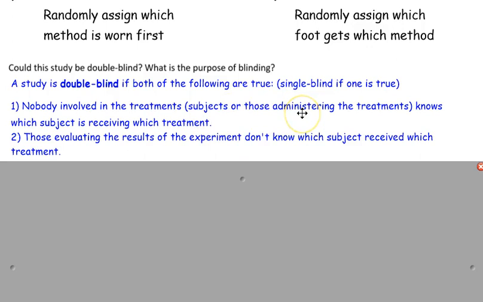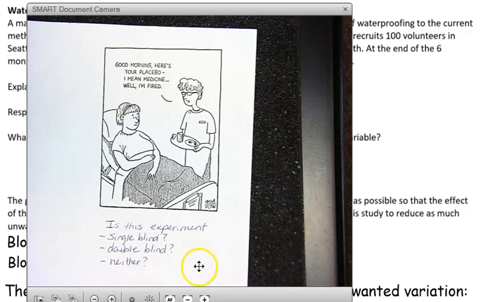This is important because even people administering the treatments might inadvertently let the subjects know which treatment they're having, or maybe they might treat subjects differently based on which treatment they're getting, for example. So nobody should know. And I have kind of a funny cartoon about that, which I will show you. Here's the cartoon. It says, "Good morning, here's your placebo. I mean medicine. Well, I'm fired."